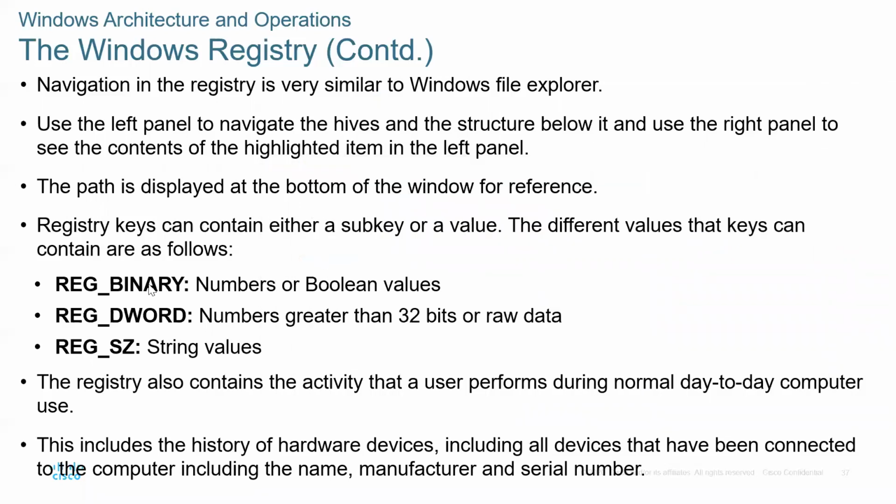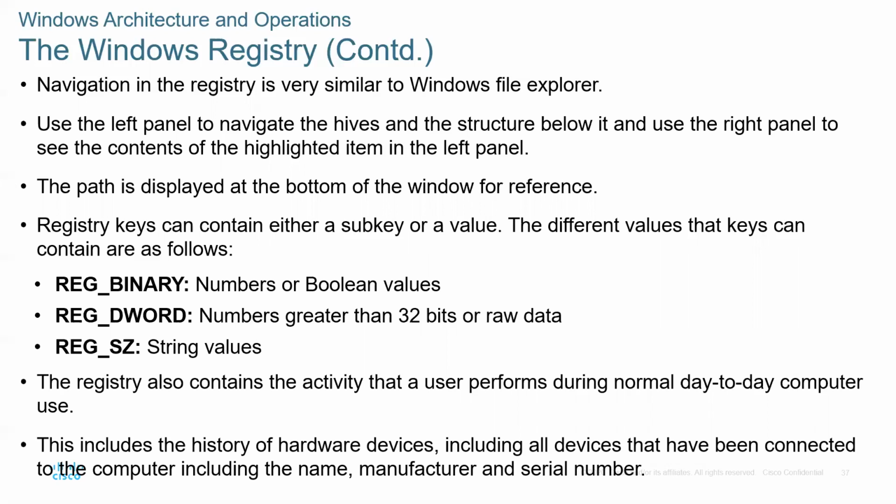What those types mean is, if it's a binary, it's either a number or a Boolean value. If you're not familiar with Boolean values, Boolean is either true or false, basically on or off, zero or one. You can have other numbers set there as well. Numbers of 32 bits are going to be DWORDs.